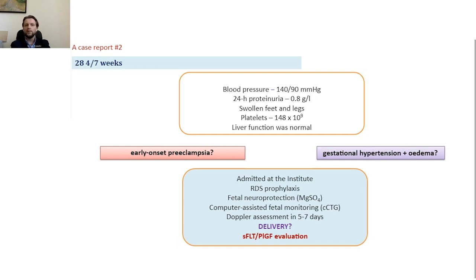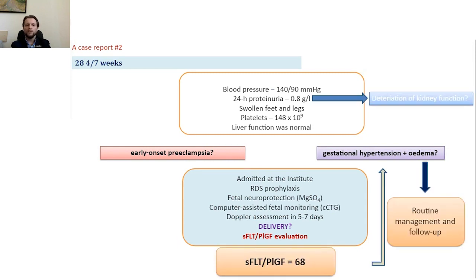And the woman was admitted at the institute, and we performed RDS prophylaxis, infusion of magnesium, CTG, Doppler assessment, and sFlt-PlGF evaluation. And you could see a normal value of sFlt-PlGF, so we considered that it was gestational hypertension and edema, and we decided to perform routine management and follow-up. And our thought was the deterioration of kidney function due to pre-gestational diabetic nephropathy.